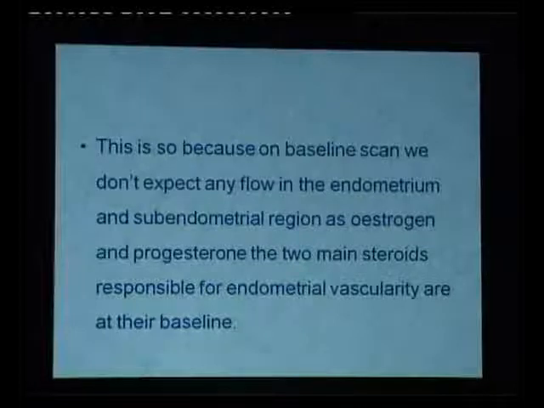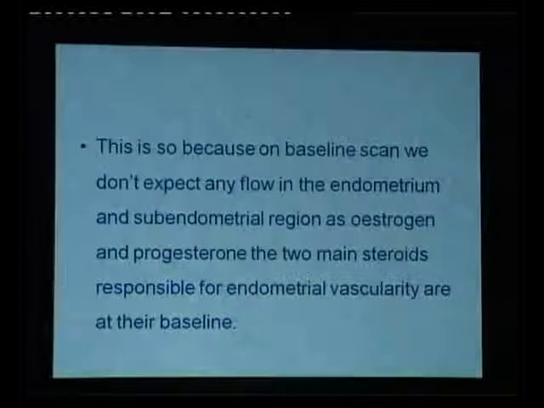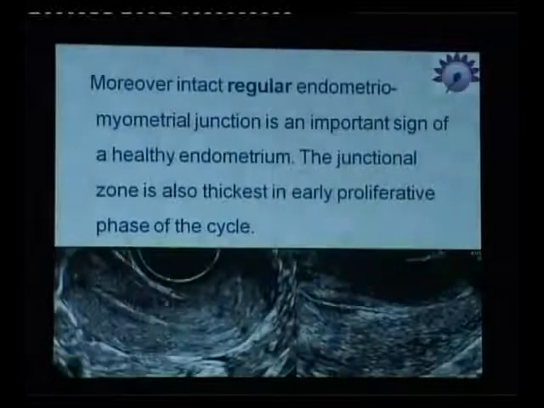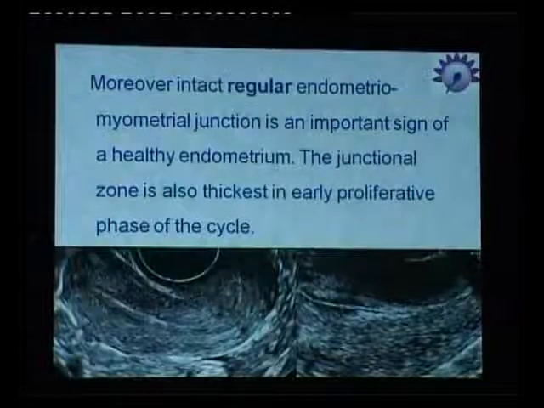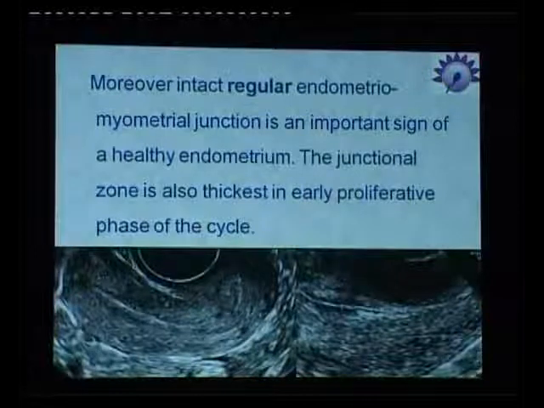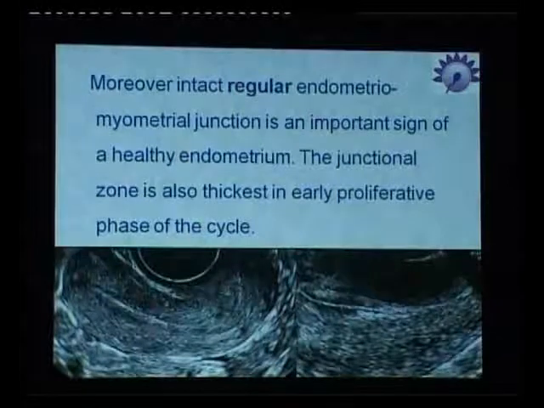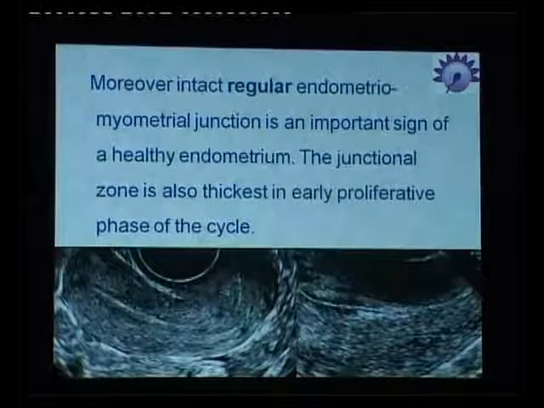This is so because when we do a baseline scan, we know that the estrogen and progesterone are at their lowest levels. And it is these two steroids which are responsible for the vascularity of the endometrium in the follicular and in the secretory phase respectively. So if these hormones are both at baseline, that means there should not be flow. If it is there, it is pathological. And what can that pathology be? Most likely it would be an endometritis, which would definitely affect the endometrial implantation potential.